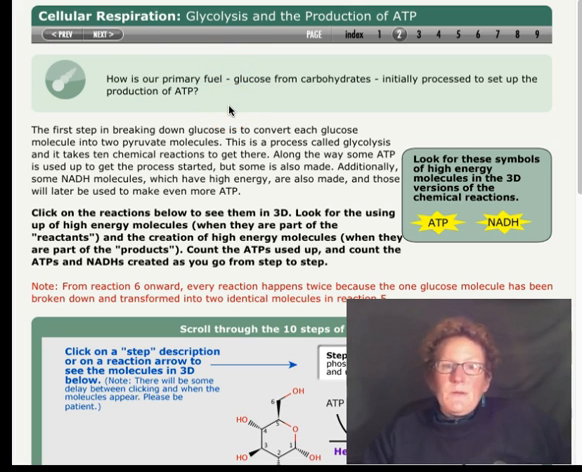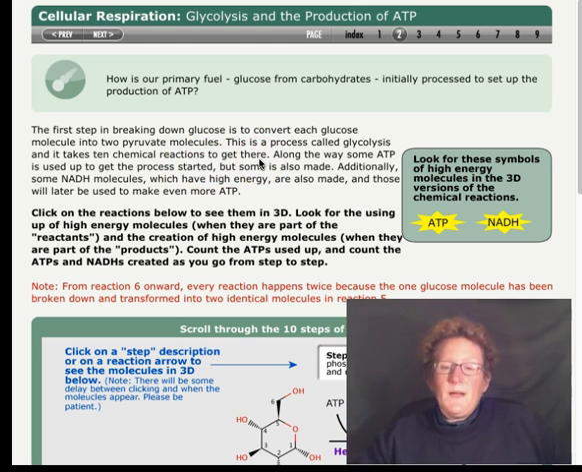We're looking at the big question: how is our primary fuel, glucose from carbohydrates, initially processed to set up the production of adenosine triphosphate, or ATP? This is really important, so let's read this out loud together. The first step in breaking down glucose is to convert each glucose molecule into 2 pyruvate molecules. This process is called glycolysis and takes 10 chemical reactions to get there.